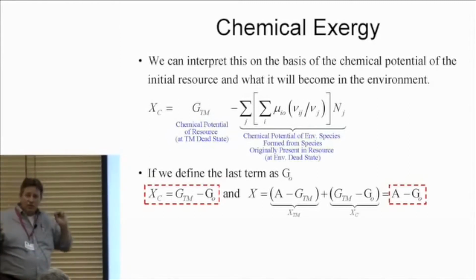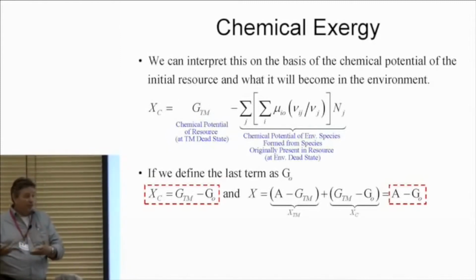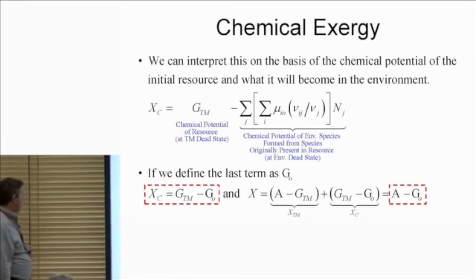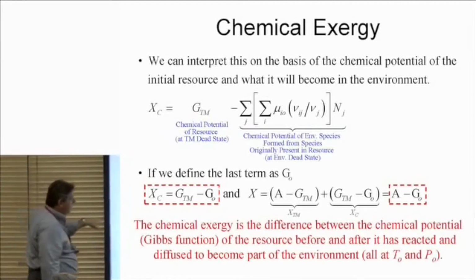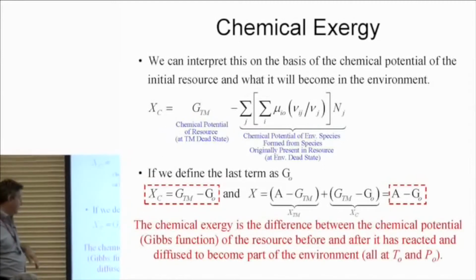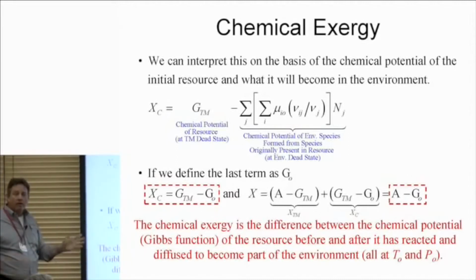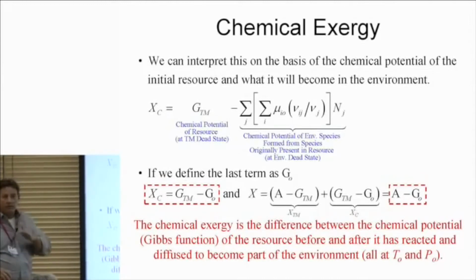You can't really write it as G because you've got to figure out what the composition is for that. So I'll give it a special symbol, even though it really is a kind of Gibbs function. You can follow that through in terms of definitions. The chemical exergy is the difference between the chemical potential or Gibbs function of the resource before and after it is reacted and diffused to become part of the environment, all at the temperature and pressure of the environment. That's all it is.